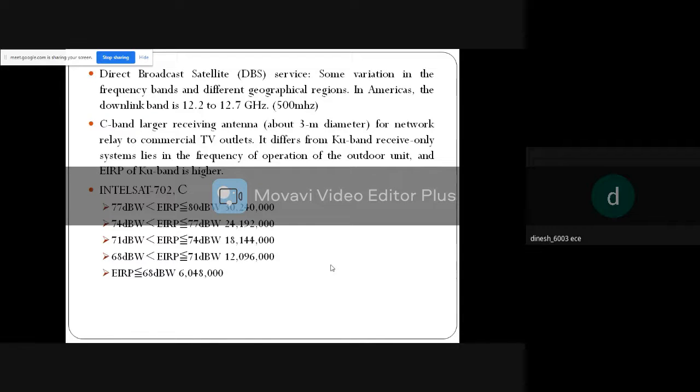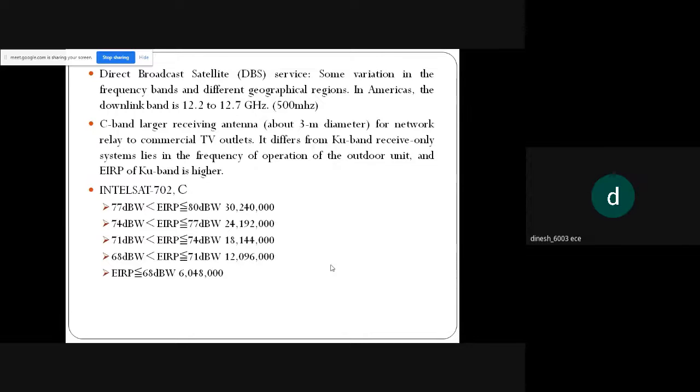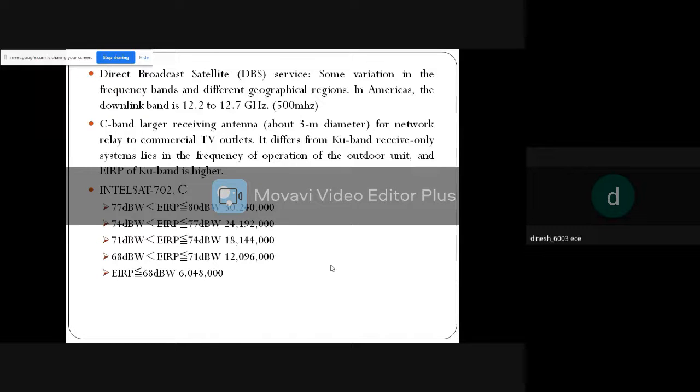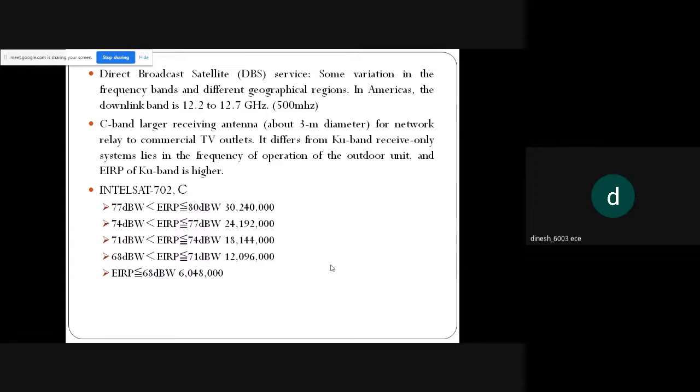71 decibel watts to 74 decibel watts in the frequency range 18144000 kilohertz. And for 68 decibel watts to 71 decibel watts, the EIRP value was obtained for a frequency of 12096000 kilohertz.